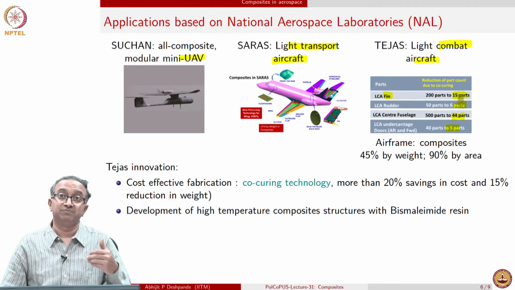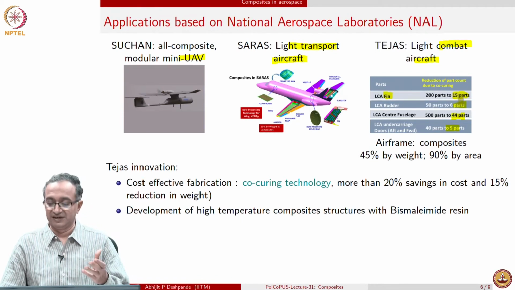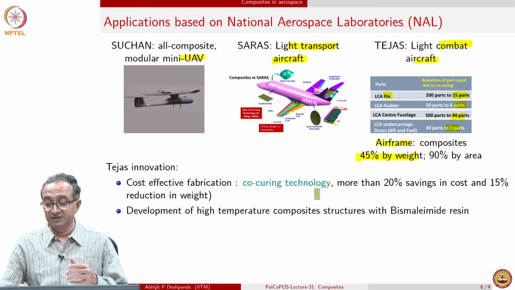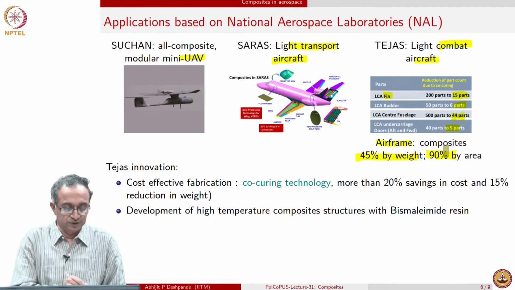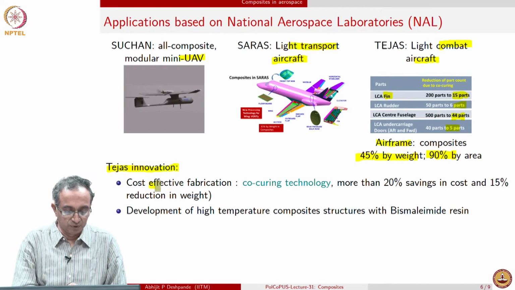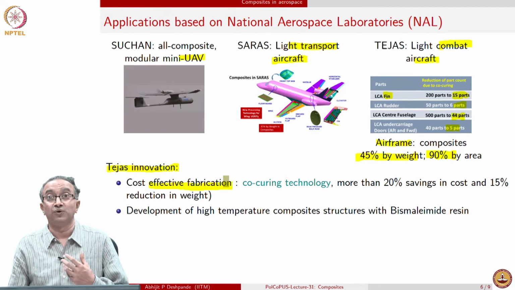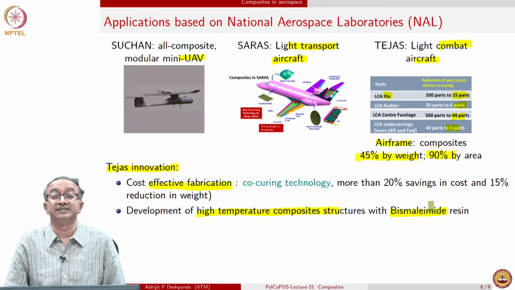So, not only are we getting performance improvement due to weight savings, in terms of processing we also get advantages. The airframe of this LCA is about 45% by weight, but it is much higher in terms of area percentage. If you were to highlight the innovations, fabrication itself becomes very cost effective, and of course, you also get superior performance.